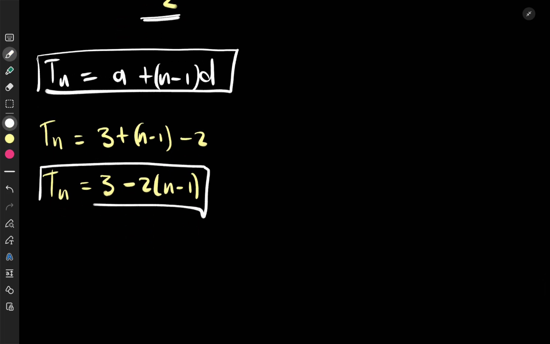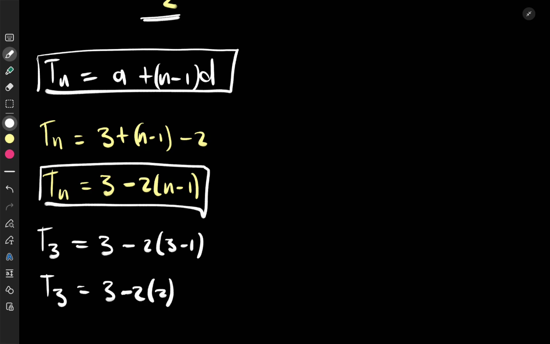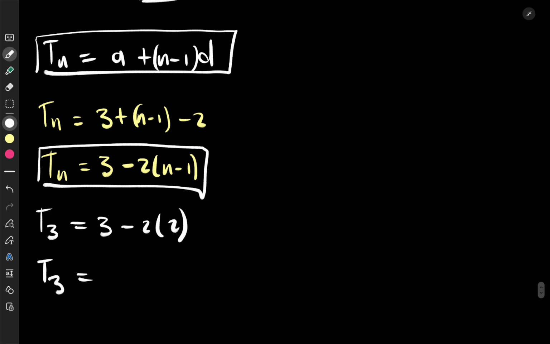Now I can find any term. So the third term, T3, is equal to 3 minus 2 multiplying 3 minus 1. n minus 1 is just 1 less than the value here, so we don't actually have to say 3 minus 1, it's a little bit scruffier. So T3 will be 3 minus 2 times 2, since n minus 1 is just 2. 2 times 2 is 4, so it's 3 minus 4, and I have my third term as negative 1.